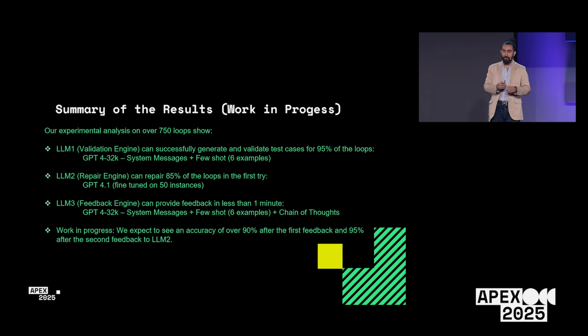The second LLM, in the first try, we were able to get an accuracy of 85%. But then when we use the feedback of the third LLM, after the first feedback, we were able to get an accuracy of 90%. And after the second feedback, we were able to increase that accuracy to actually 96%. This was an estimate in the slide, but the actual value is 96%, meaning that we were able to increase the accuracy by 11% by using the feedback loop.